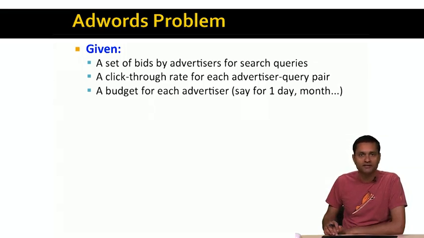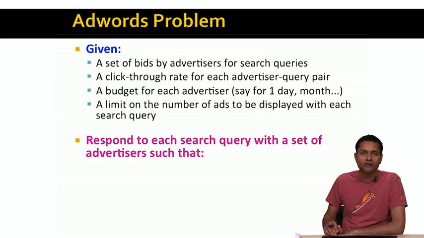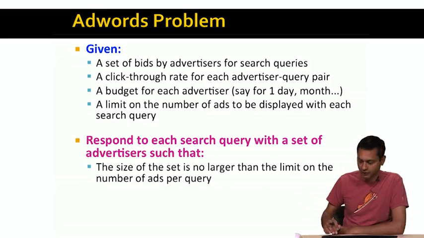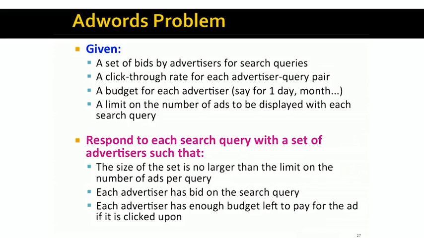Let's just assume that it's a daily budget. Finally, there is a limit on the number of ads to be displayed with each search query. This limit could be 1 or 2 or 3. Now, we need to respond to each search query with a set of advertisers such that the size of the advertiser set is no larger than the limit on the number of ads per query. Each advertiser who we show has actually bid on the search query. And finally, if the ad is shown and somebody clicks on the ad, then the advertiser should have enough budget left over to pay for the ad when it's actually clicked upon.